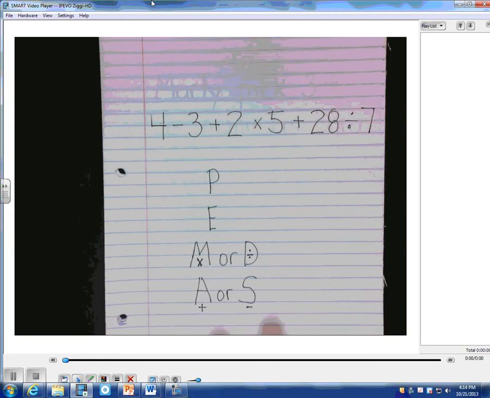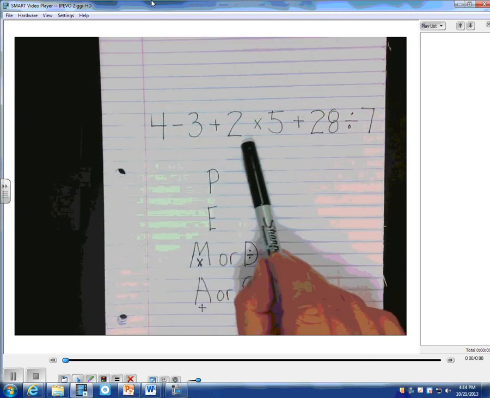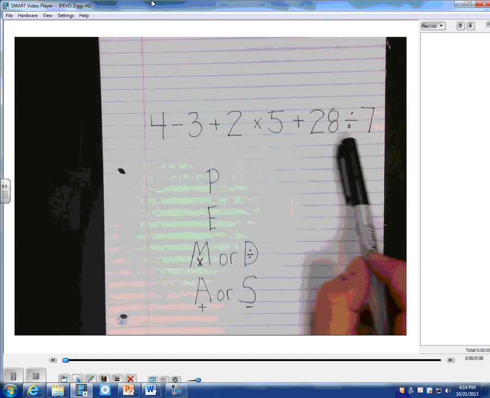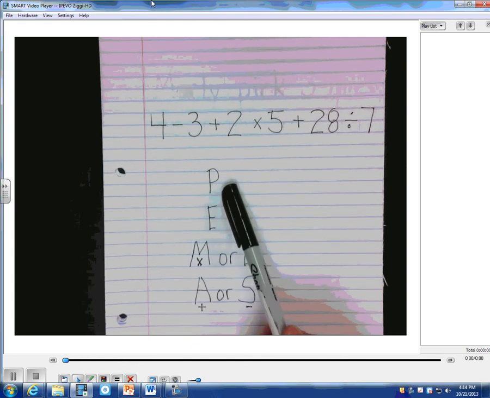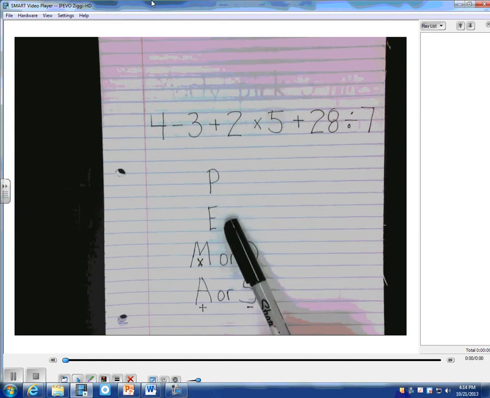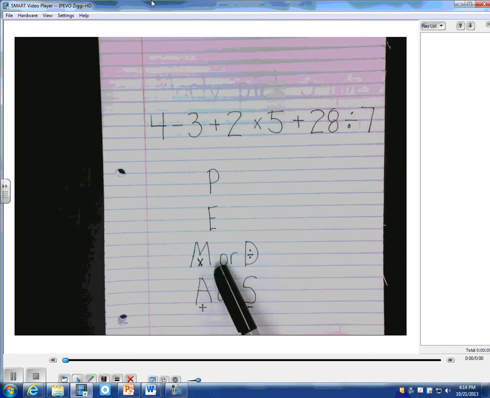So again, I just copied the problem here. 4 minus 3 plus 2 times 5 plus 28 divided by 7. Okay, this goes back to our order of operations. Remember, we do parentheses first. We do exponents next, which there are none in this problem. You can see there's no parentheses either. Then we do either a multiplication or division.